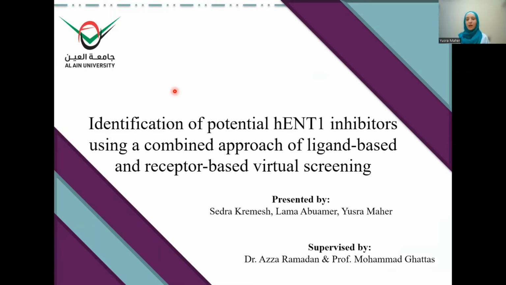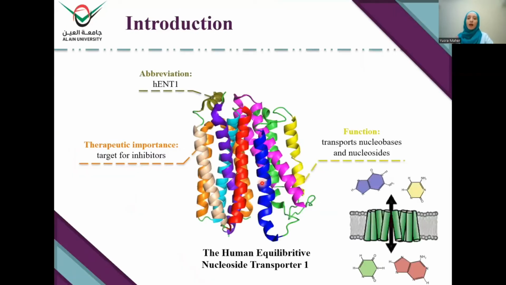My teammates and I are a group of fourth-year pharmacy students from Ain University, and today we're going to be presenting our project which involves the identification of potential hENT1 inhibitors using a combined approach of ligand-based and receptor-based virtual screening. I'll start by introducing you to the human equilibrative nucleoside transporters, abbreviated as hENTs.